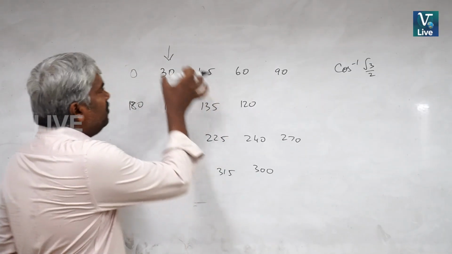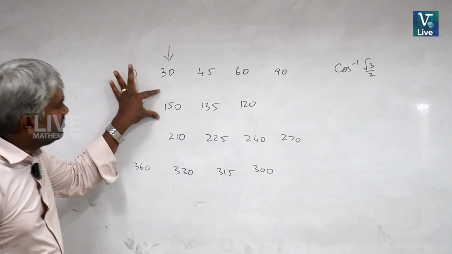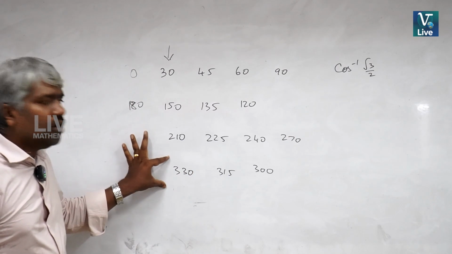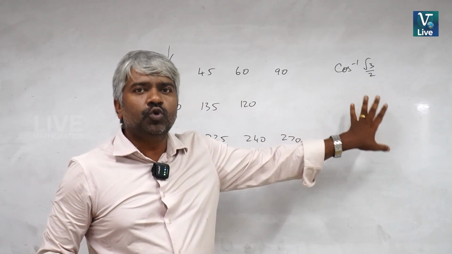Now, with the help of this table, what I am going to explain is that cos 30, cos 150, cos 210 or cos 330 will everything give you the value of root 3 by 2.